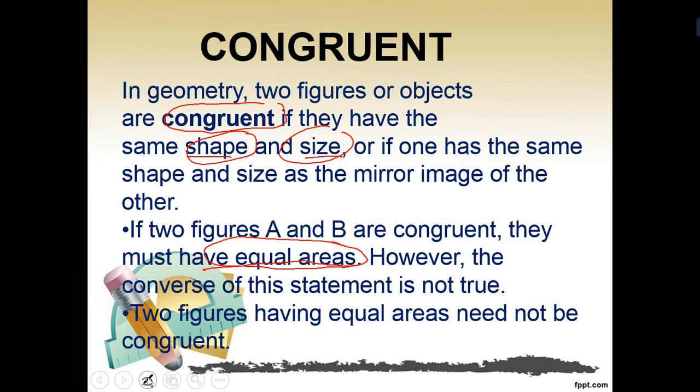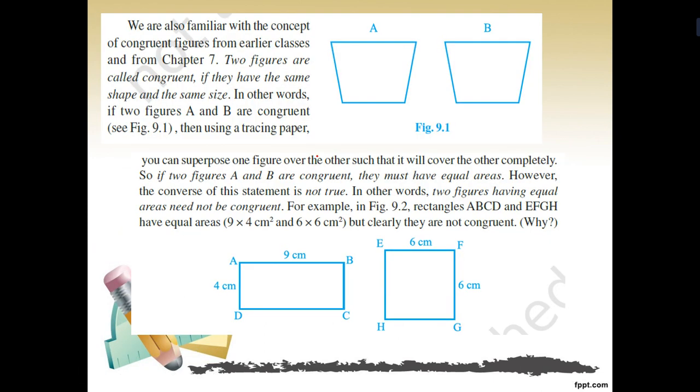So let us go through it in detail now. It is purely text based. We are also familiar with the concept of congruent figures. In chapter 7, two figures are called congruent if they have the same shape and same size.